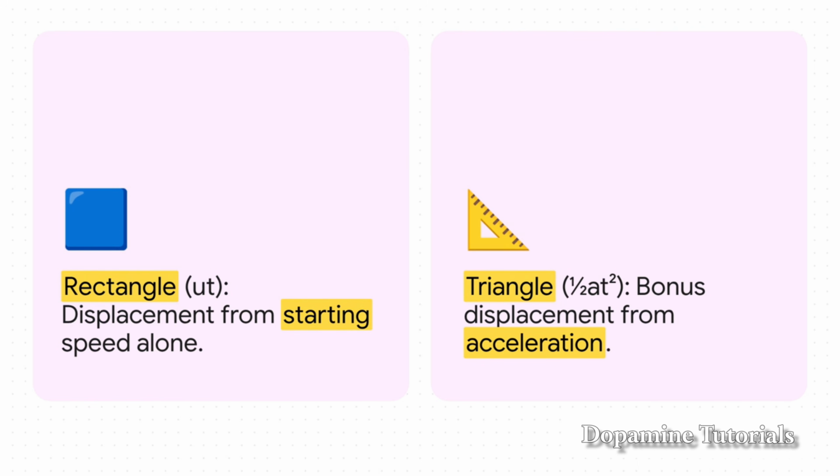The first term, UT, is a rectangle. That's the displacement you would get from your starting speed alone, as if you never accelerated at all. And then that second term, 1/2 AT squared, that's a triangle. It represents the bonus distance you gained or lost purely because you were speeding up or slowing down.